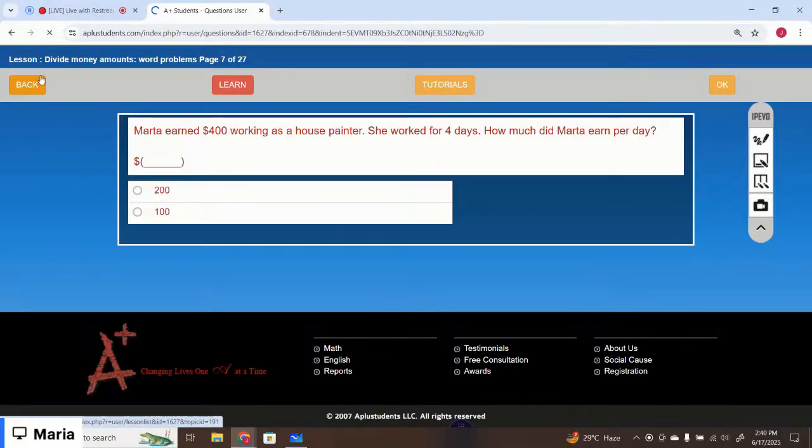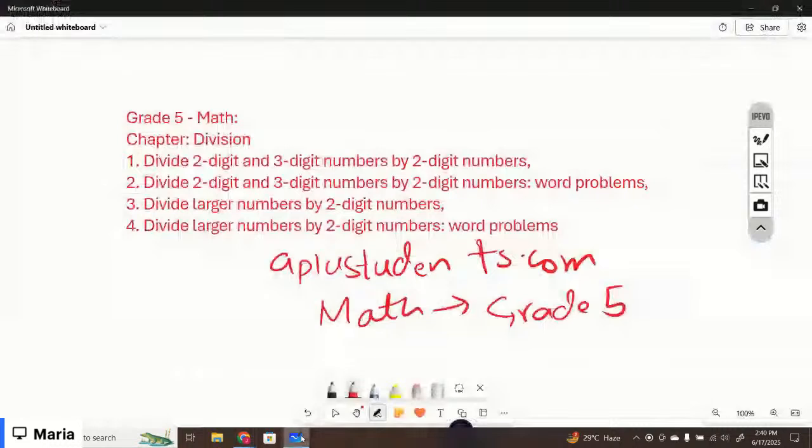So we were working on grade 5 math, chapter on estimation. The lessons we have covered today are divide two-digit and three-digit numbers by two-digit numbers. Divide money problems. Divide larger numbers by digit numbers.